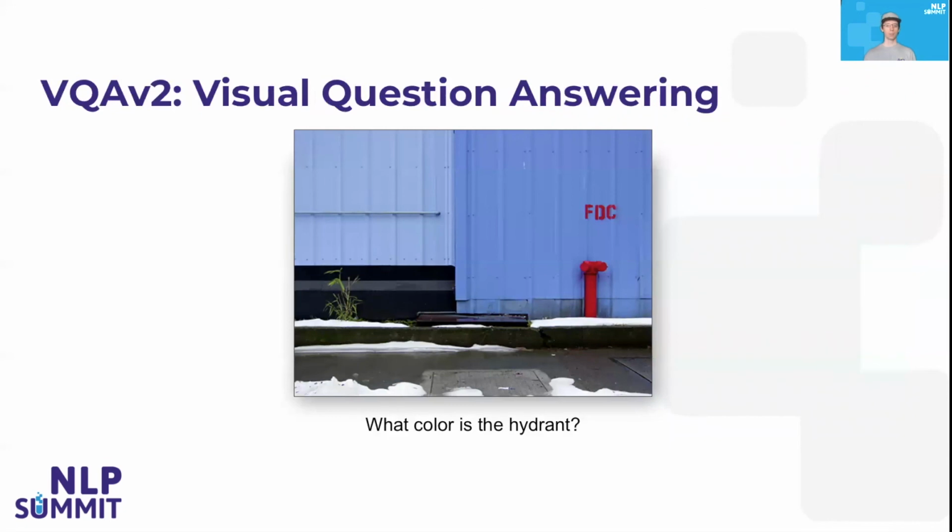Here's an example from VQA v2, a visual question answering dataset. In VQA v2, many questions have multiple correct answers, and the answers are usually short, so that makes it a little bit easier.